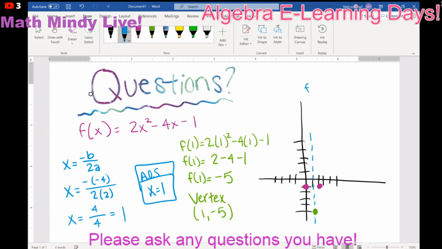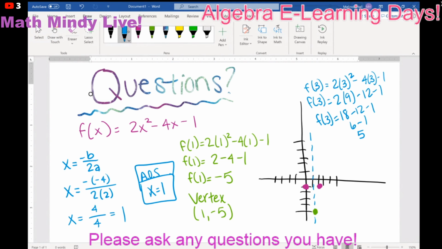So if I plug in 3 real quick, that would give me 2 times 3 squared minus 4 times 3 minus 1. And so 3 squared is 9, and that would be 2 times 9 minus 12 minus 1. 2 times 9 is 18, and minus 12 minus 1 would give me 6 minus 1, which is 5. And so at 3, I'd be up at positive 5. Which means at negative 1, I would also be up at positive 5 because this is a parabola. And then you try and curve it as best as you can, like so.